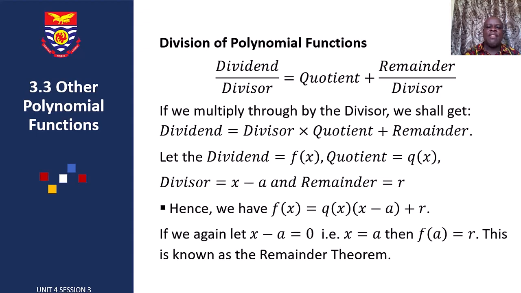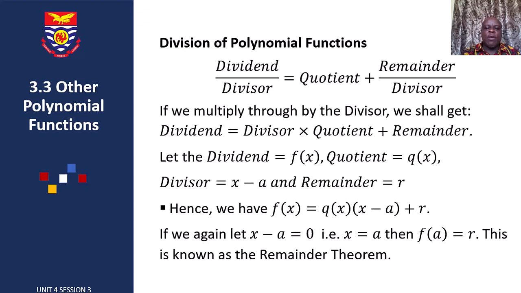If we let the dividend be f of x, then we let the quotient be q of x, and then the divisor be x minus a, and the remainder be r. We can write the whole thing to look like f of x, which is the dividend, is equal to the divisor, which is x minus a, times the quotient, which is q of x, then plus the remainder.